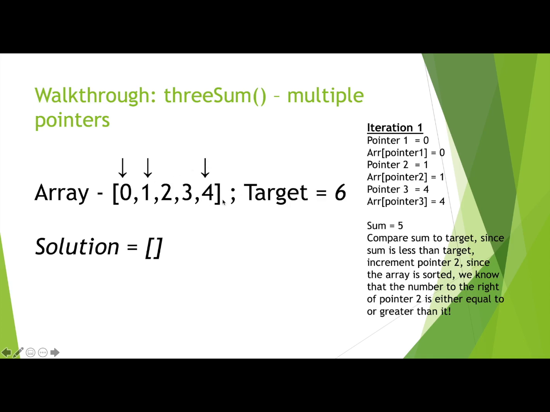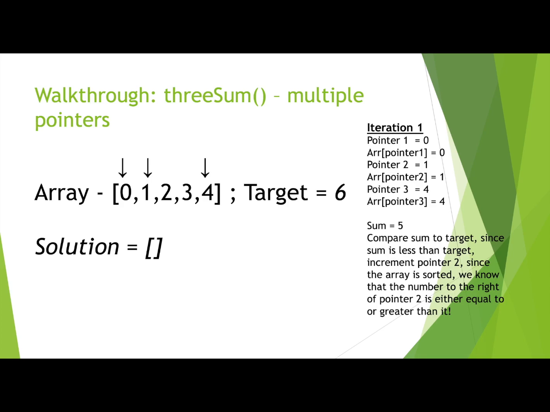Basically, to compare it to the sum. So here, if we add 0 plus 1 plus 4, we get a sum of 5. If we compare 5 to our target, 5 is actually less than 6, right? Now, the fact that this is a sorted array actually helps us a lot.